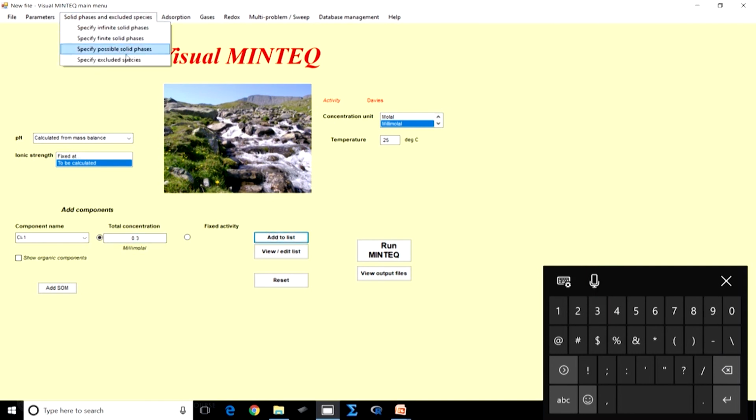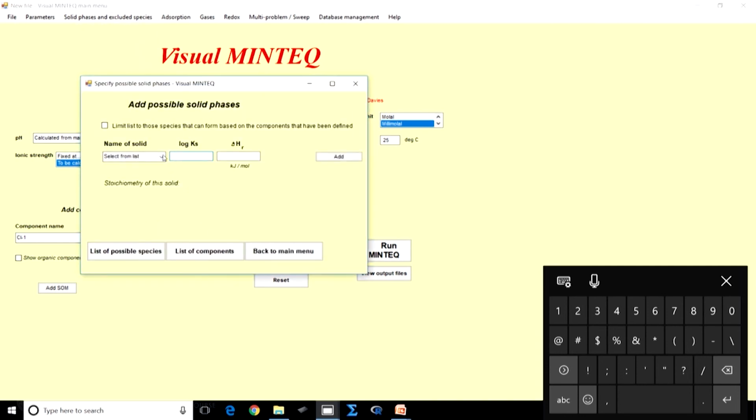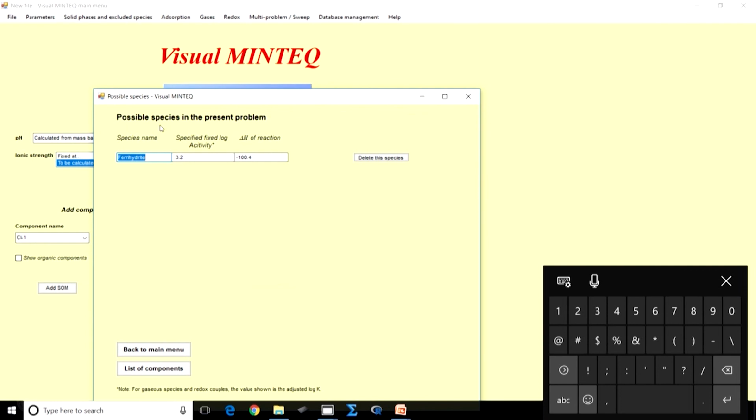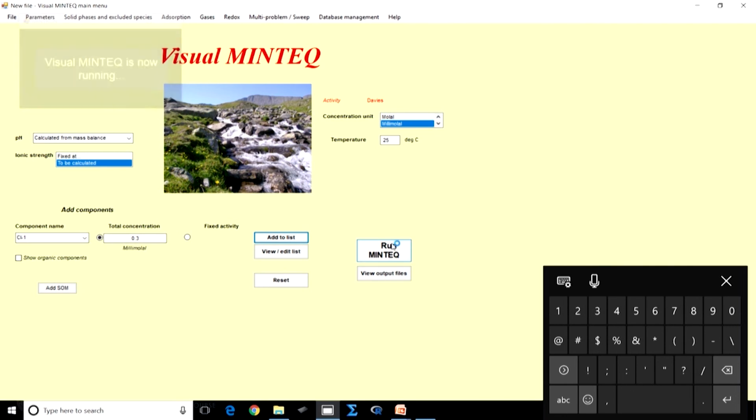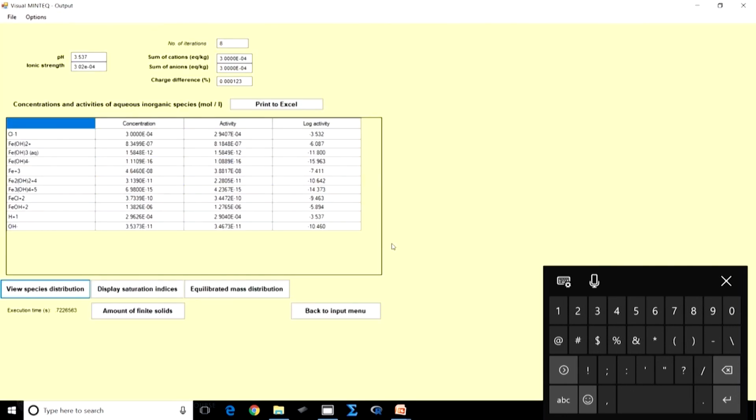And I need to specify the possible solid phases, so that's going to be ferrihydrite. I'm going to add that, and you can see that it's listed in the possible species present in the problem. Back to the main menu, and I'm going to run Visual MINTEQ. Because we put in ferric, it can form complexes or precipitate out. More or less, it's going to remove the OH minus from the solution, and thus that's going to bring down the pH, and that's what you see here.